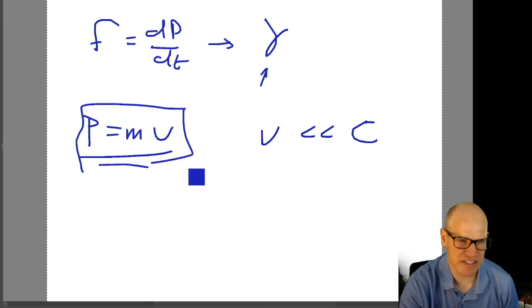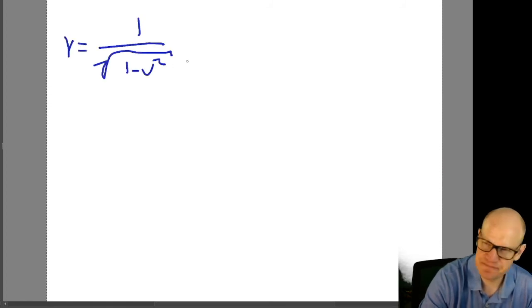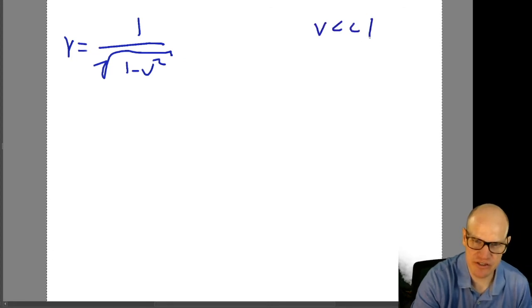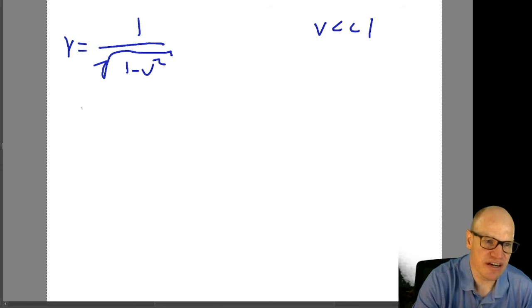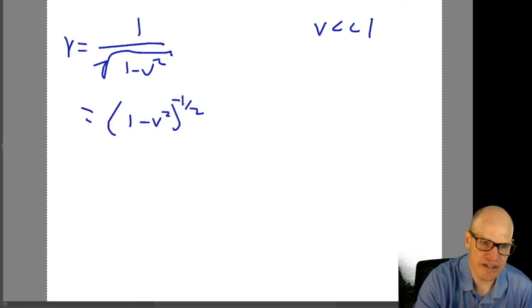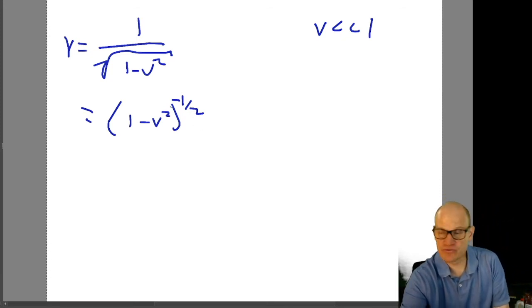So let's take an example. When does this apply? So if we have 1 over gamma equal to 1 over the square root of 1 minus v squared, and we have v much, much less than 1, that's velocity much, much less than the speed of light. Another way to write this is (1 minus v squared) to the 1/2, minus 1/2. Okay, so that's rewriting this in this form.